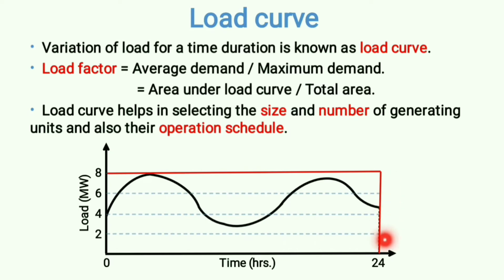colored rectangle. If you multiply the average demand by the time period, that means 24, and similarly the maximum demand multiplied with 24, you will get the area under the load curve by total area. Average demand multiplied with the time period will give you the area under the load curve, this area. Similarly, maximum demand, that means here 8 megawatt, multiplied with the time period will give you that red rectangle, that means the entire or total area. So load factor can also be written as this.